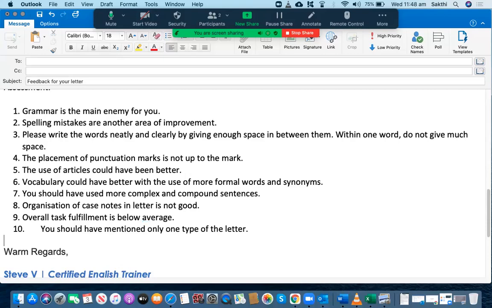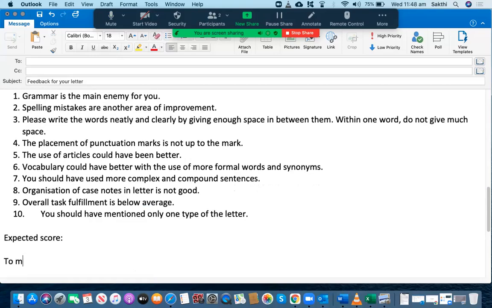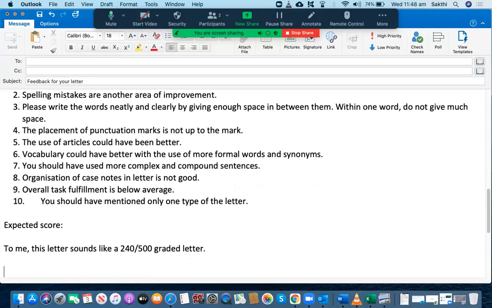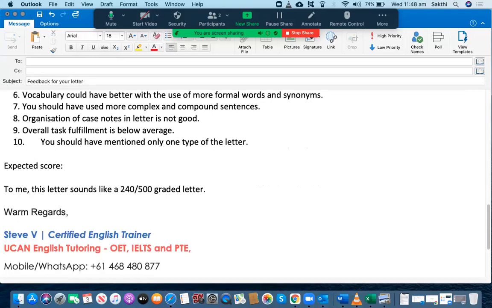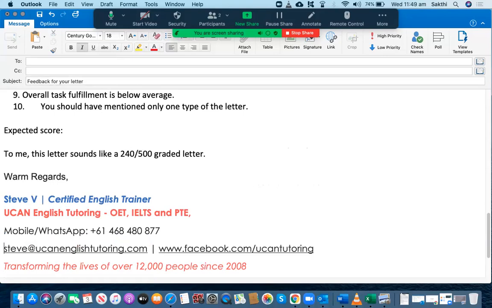Okay, let's go through the score. Expected score. To me, this letter sounds like a 240 out of 500 grade letter. I may be really strict. Okay, I told you already this is my first letter. I can understand that one, that's okay. But my assessment is going to be more accurate than the original OET examination. I mean, if you pass my exam, you should be able to pass the real exam as well.